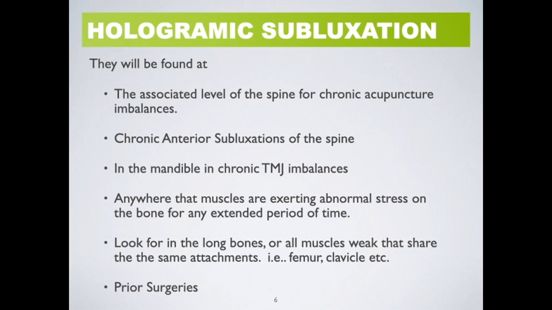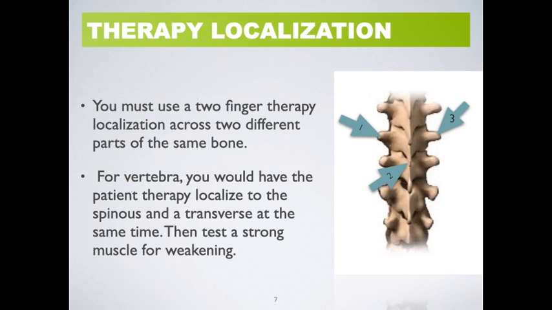Of course, prior surgeries. So in a way, this could intersect well with the concept of IRT. So we therapy localize these areas. There's usually intense tenderness at the level of, say, for example, the spine or the jaw. There'll be intense tenderness where this bent bone subluxation is.